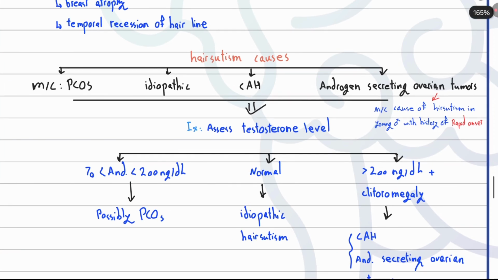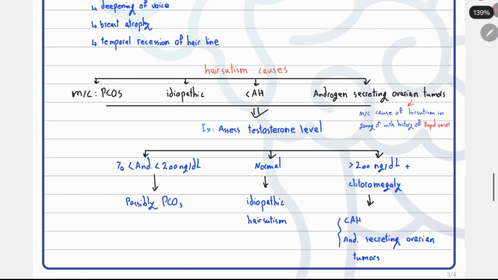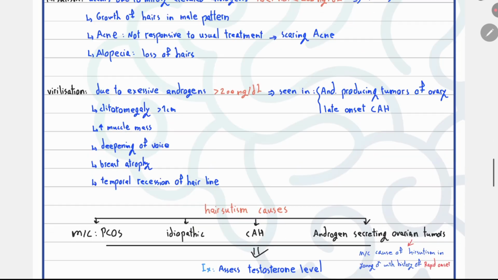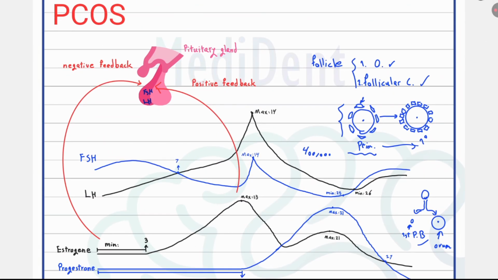But if the concentration of androgens is more than 200 nanograms per deciliter, plus some signs are present like clitoromegaly, the patient can have tumors, for example androgen secreting ovarian tumors, or it can be congenital adrenal hyperplasia. In these situations, we can see that the concentration of androgens is much more than 200 nanograms per deciliter, as I told you here. So that's it. These are the basics about PCOS and how to recognize them.